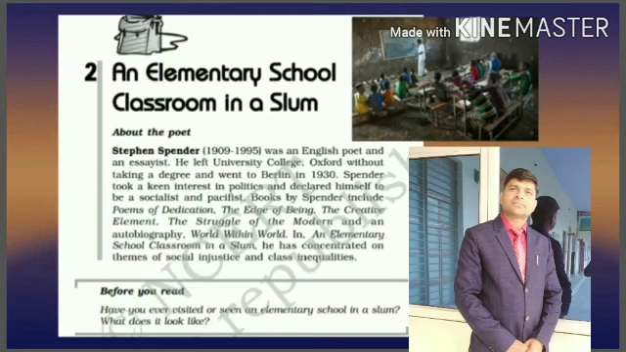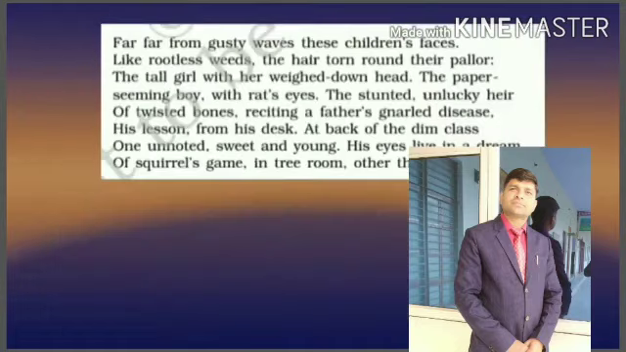Now, the introduction of the poem. The poem, written by Stephen Spender, describes the social inequalities which are prevailing in the society. In the poem, he describes the condition of the students of an elementary school, which is situated in a slum area. The poet wants to draw attention of everyone to these kids so that their life can be improved and they may get trained to become good citizens rather than criminals.